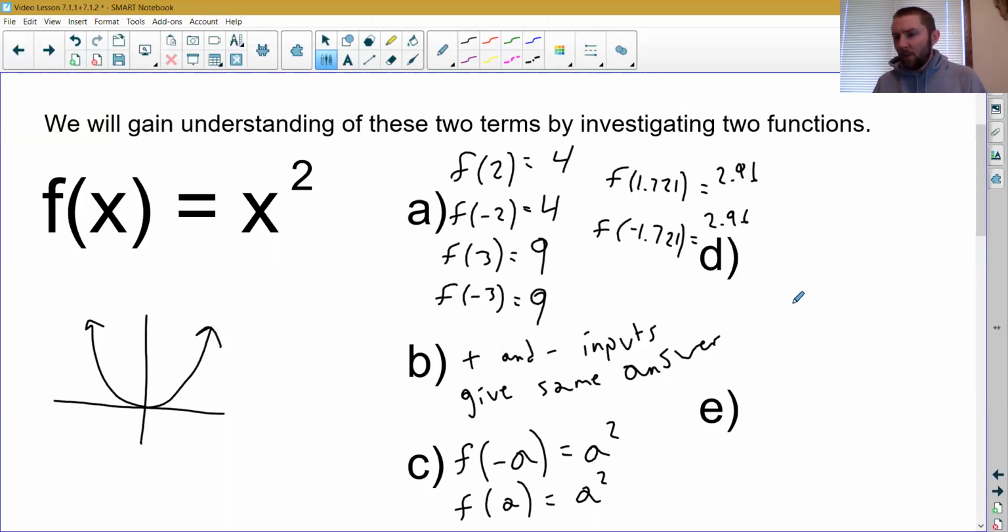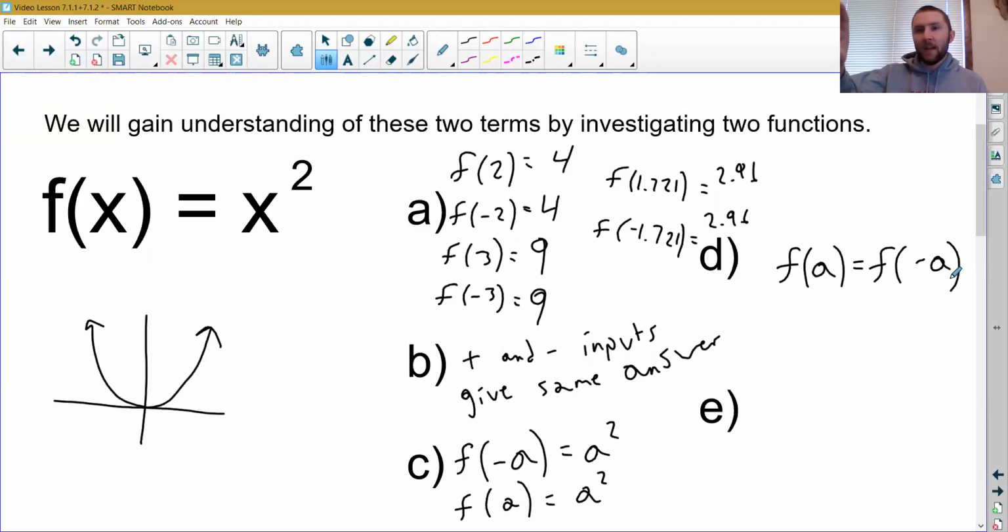So then letter D, they want us to use the graph or what we just wrote to write an equation that relates f of positive a and f of negative a. And this is the key right here, the key piece of a function being an even function. Okay, an even function needs f of positive a to be equal to f of negative a. No matter what you plug in, positive or negative, as long as it's the same absolute value, you get the same answer from the function.